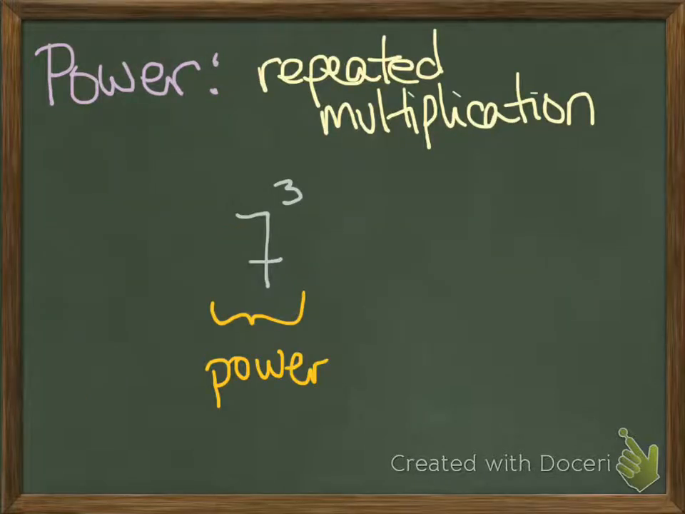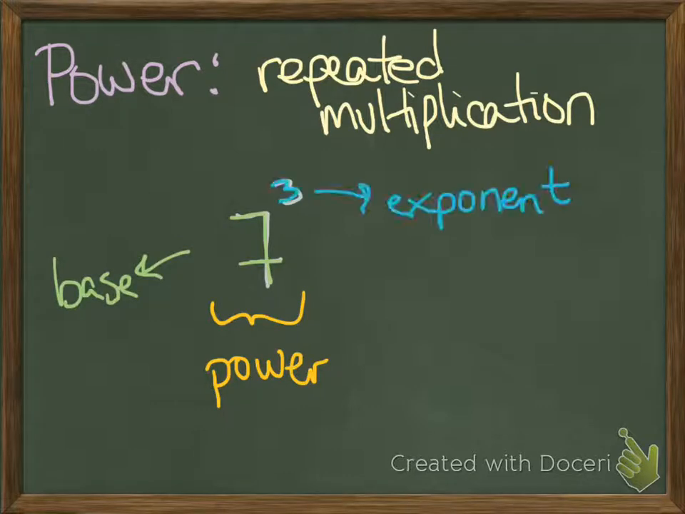A power is simply repeated multiplication. So for example, 7 to the third, this whole thing is a power. 7 is called the base, and 3 is the exponent. And what this means is 7 times 7 times 7. The 3 tells us how many times we're multiplying the 7 together.